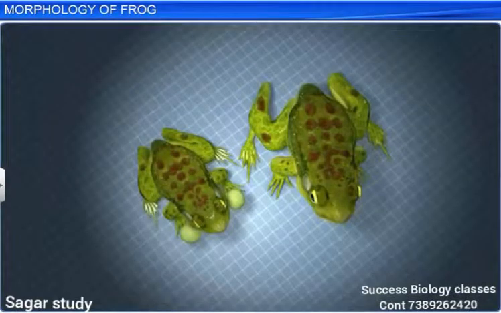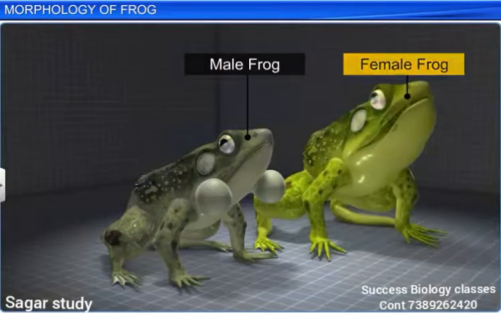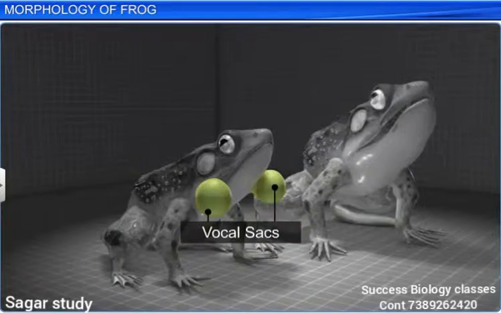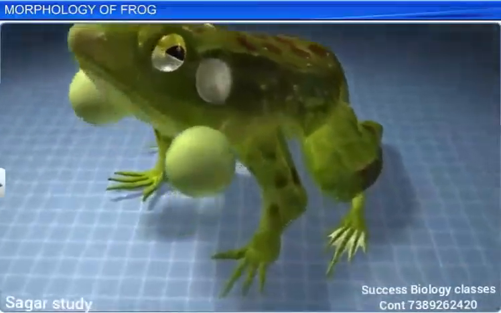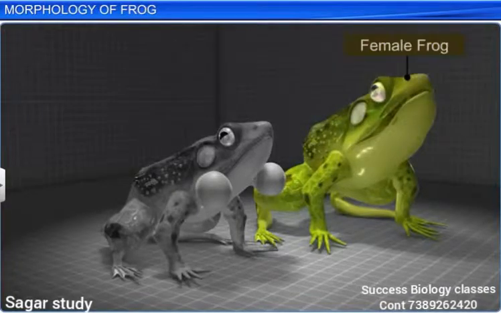In frogs, the sexes are separate, and certain features help to easily distinguish between a male and a female frog. Male frogs possess 2 vocal sacs on the lower side of their throat, which are used for croaking. They also have a copulatory pad on the first digit of their forelimbs. Both these organs are absent in female frogs.